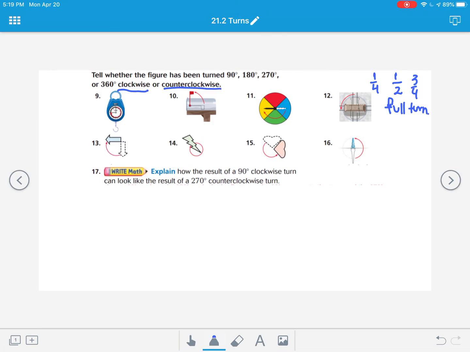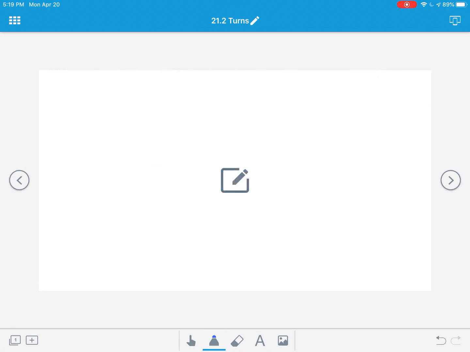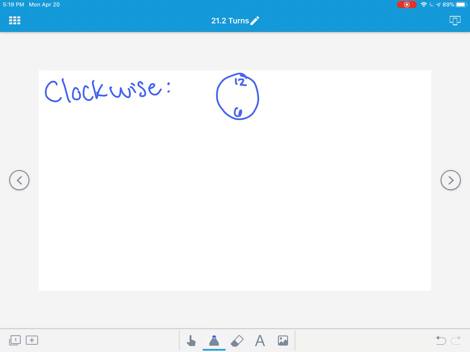Let's take a note on this real quick. So clockwise, I'm going to add a new page for a note, and then we'll come back to this. Clockwise direction means that you are moving in the way of a clock. So a clock starts at 12, and it works around, the hands work around this way. So that would be clockwise.